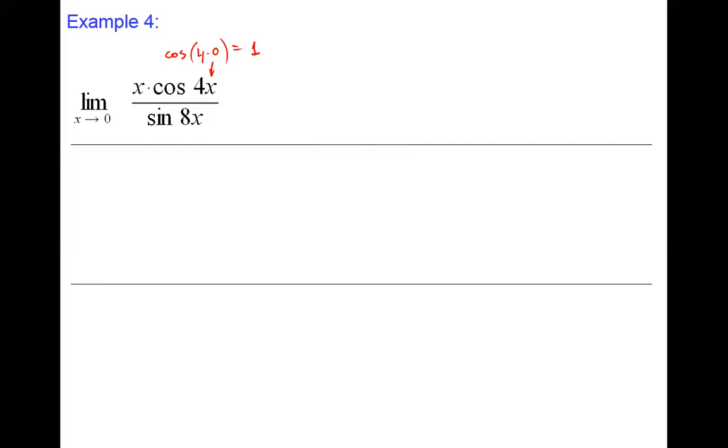This is 1, so we don't have to really divide. But what I see is sine of 8x, and on the top it would be nice to see 8. That means I will multiply and divide by 8. Okay, we can see the additional 8 and 8.